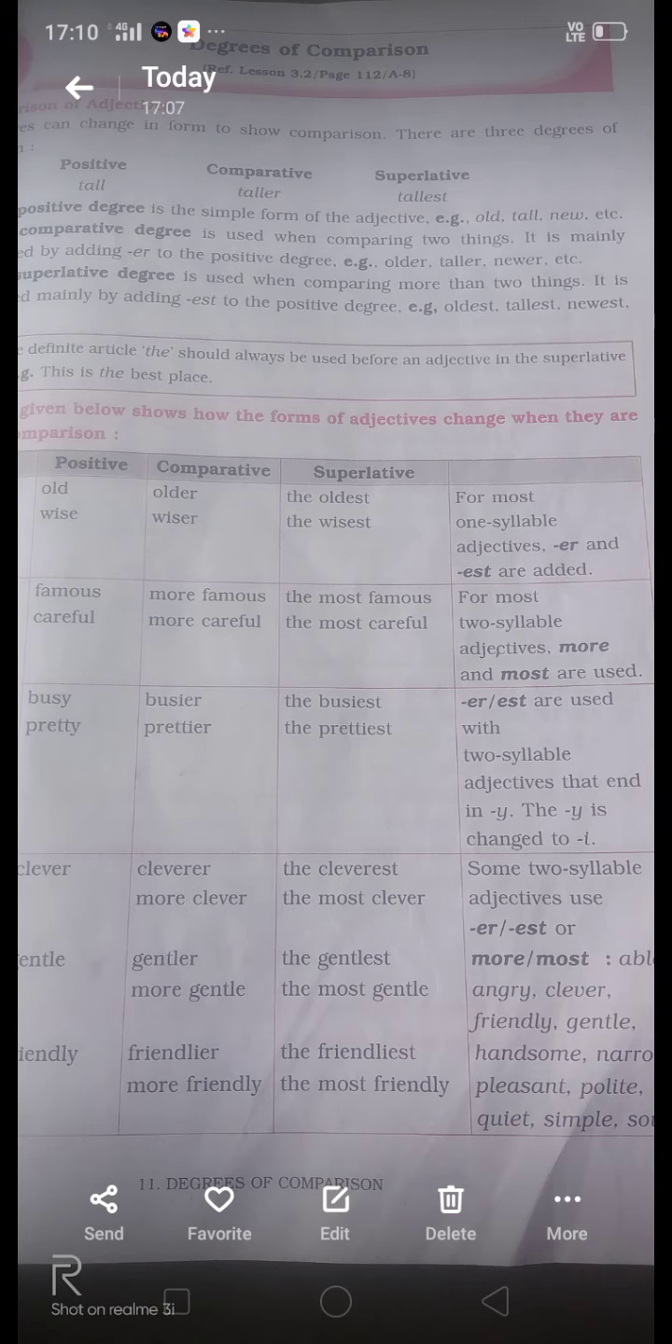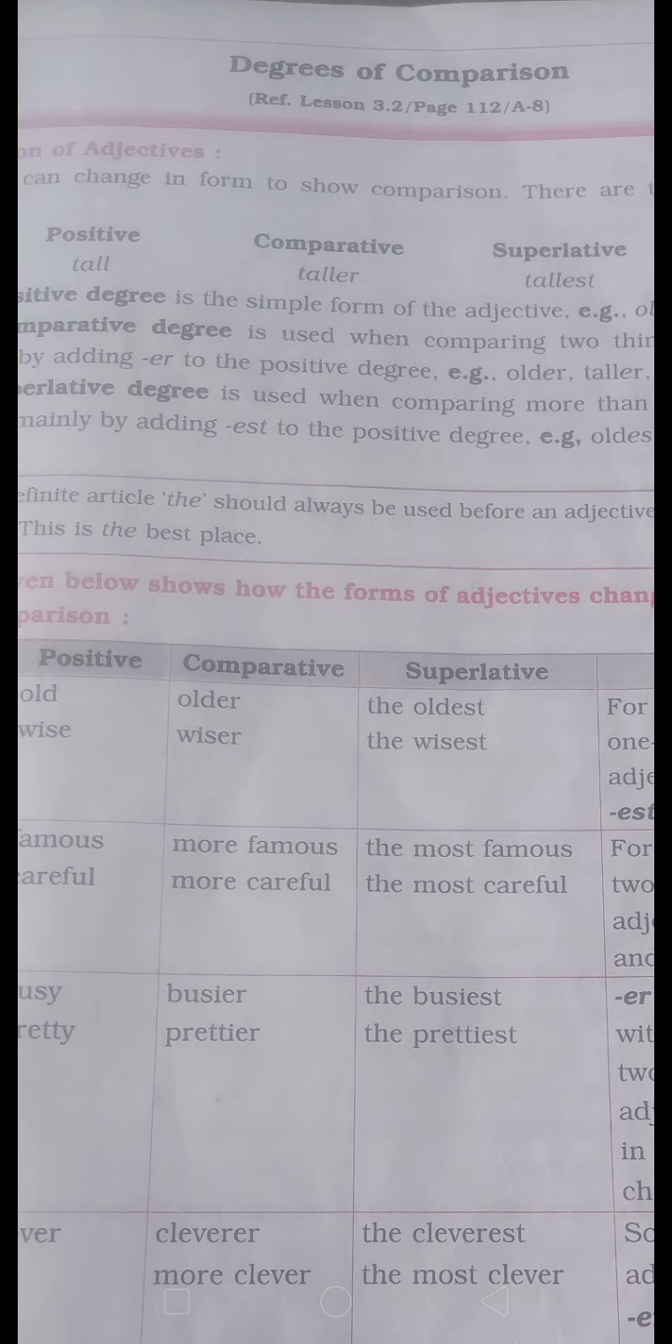What is degree of comparison? Degree of comparison means that in this comparison, the adjective is important. With the help of an adjective, we compare things, persons or any other thing in the positive form, comparative form and superlative form.